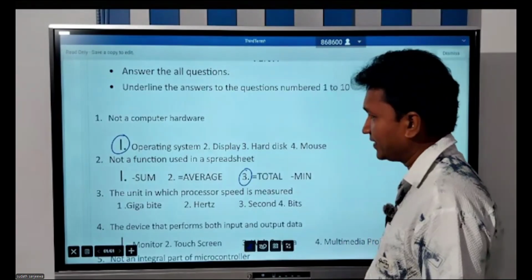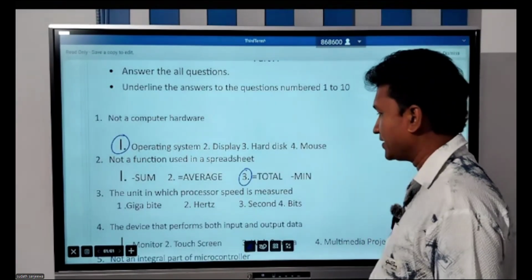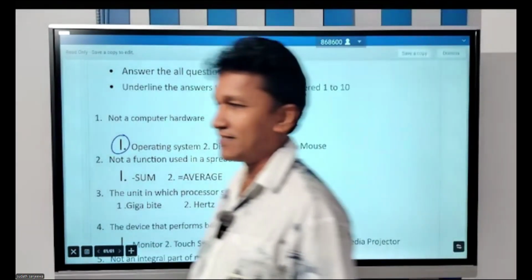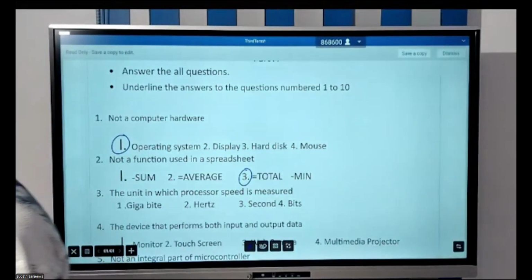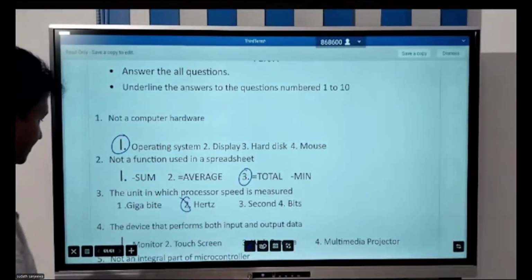The unit in which processor speed is measured: gigabyte, hertz, seconds, bits. Hertz. Yes, hertz. Answer is correct.